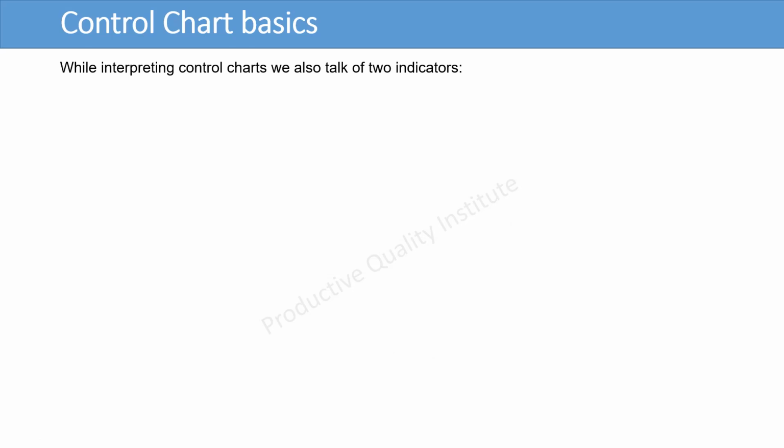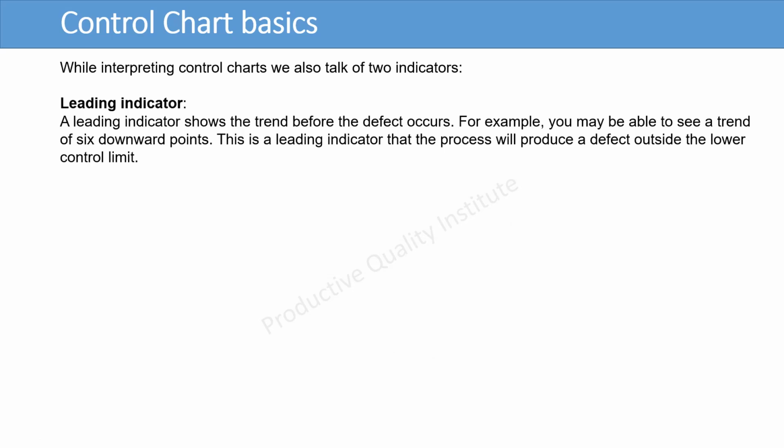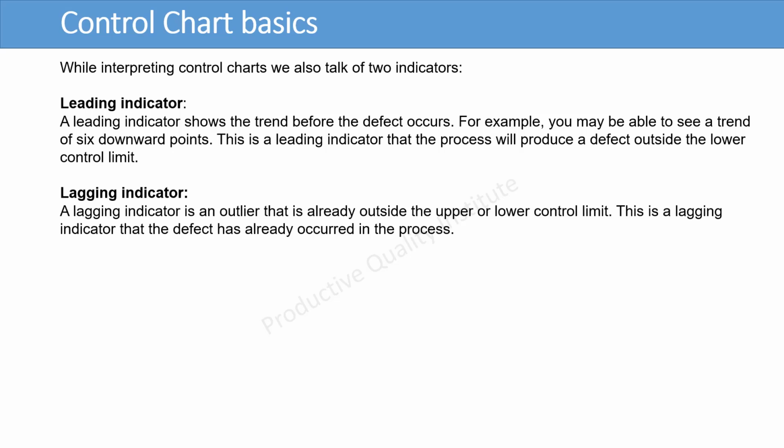While interpreting control charts, we also talk of 2 indicators. Leading indicator: a leading indicator shows the trend before the defect occurs. For example, you may see a trend of 6 downward points. This is a leading indicator that the process will produce a defect outside the lower control limit. Lagging indicator: a lagging indicator is an outlier that is already outside the upper or lower control limit. This is a lagging indicator that the defect has already occurred in the process.